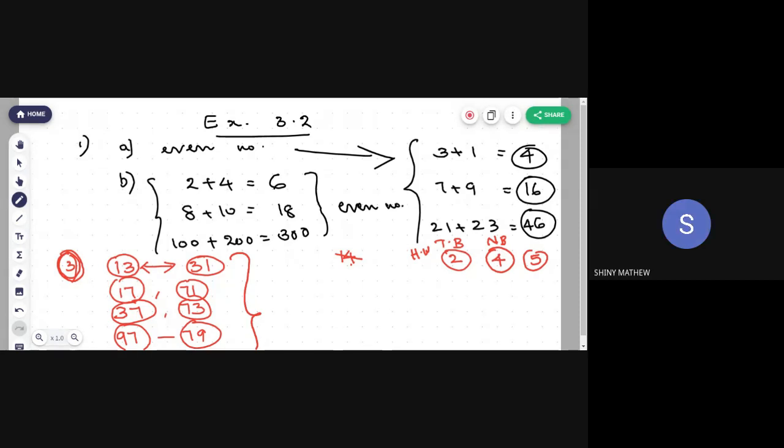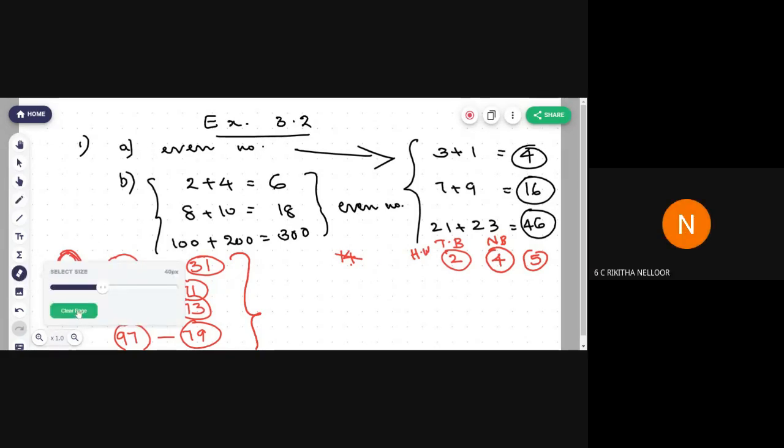Exercise 3.2, question 2, true or false. Yes, that we can write in the textbook also. Miss, where should we write questions 2, 4, 5? Only question 2 you write in your textbook. Other questions 4 and 5 write in your notebook itself. This 4 and 5. Okay.